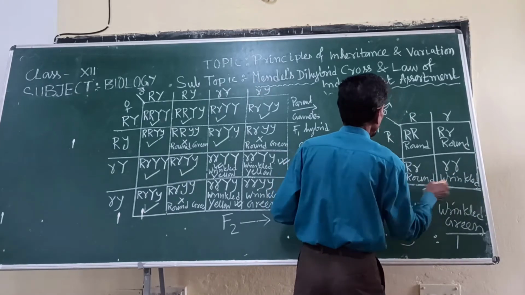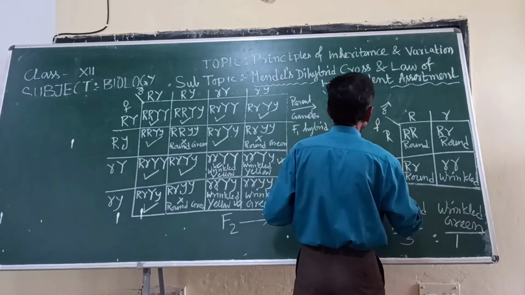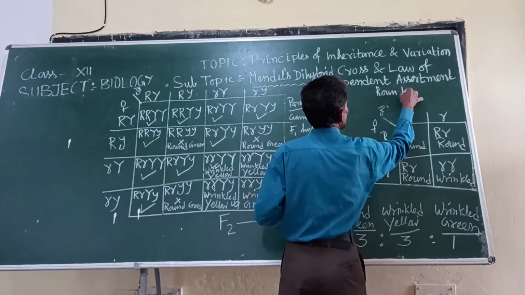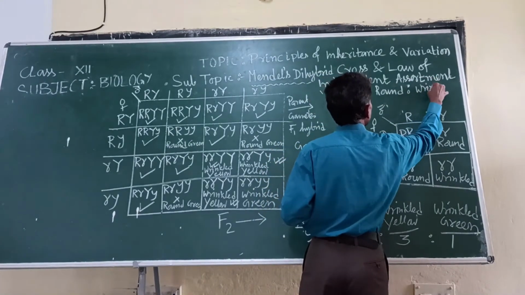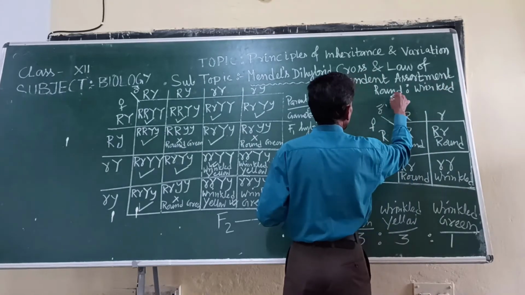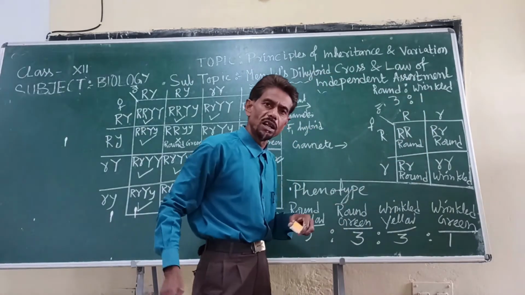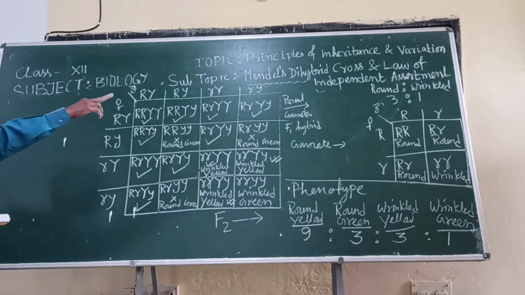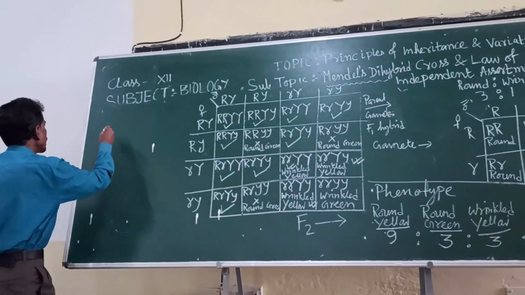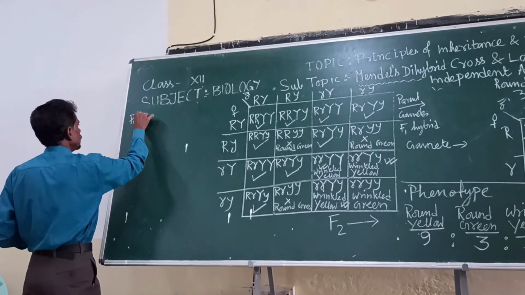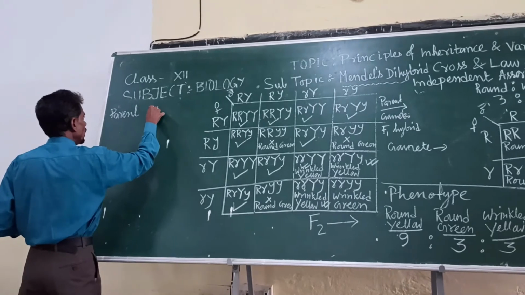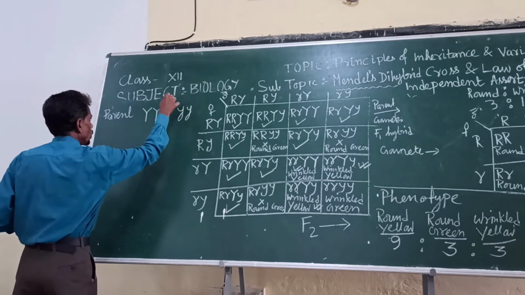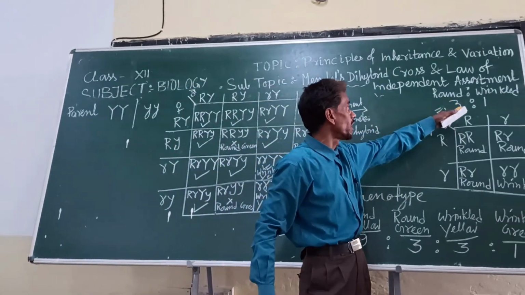In a ratio, what is the ratio? 1, 2, 3 round. That is, if I write here, round is to wrinkled in a ratio of 3:1. Is that clear? Now the same cross with yellow. We have taken here the round shape character. Now we are taking the seed color parent, that is yellow color seed and green color seed. So we have conducted a monohybrid cross here with respect to round seed versus wrinkled seed.